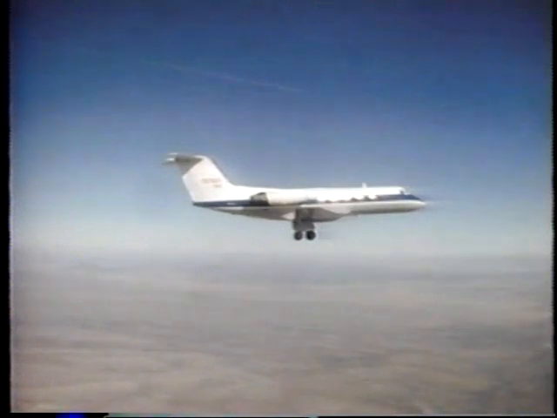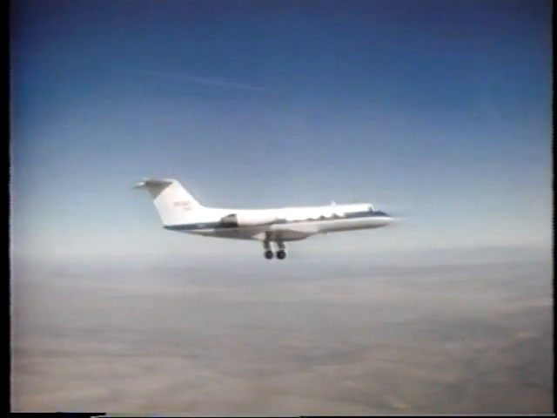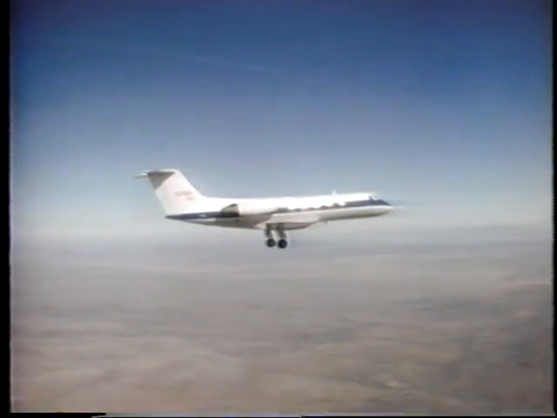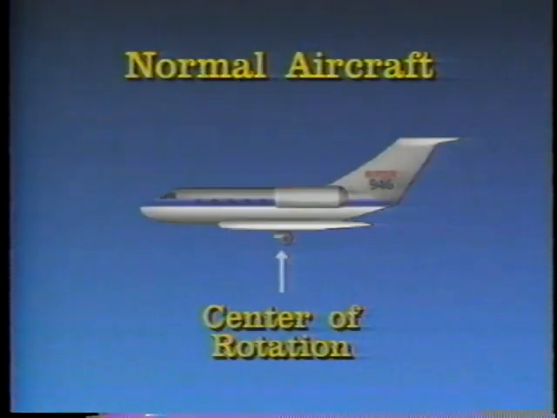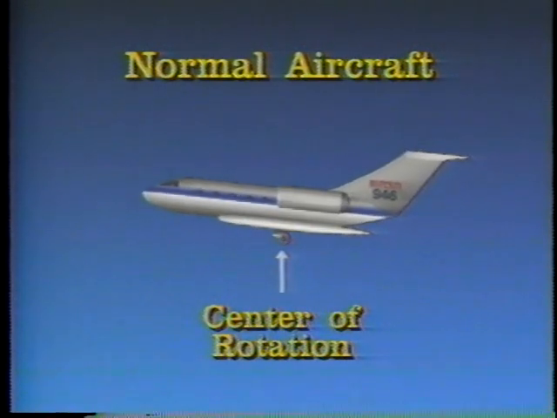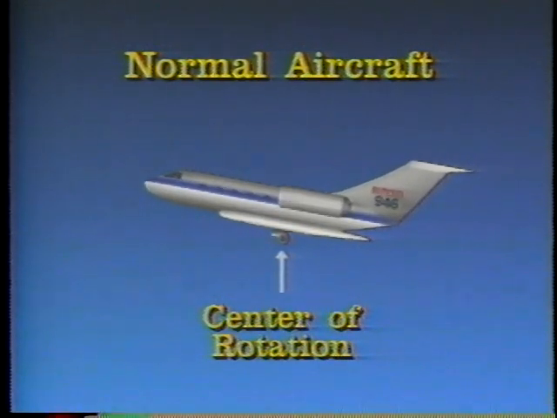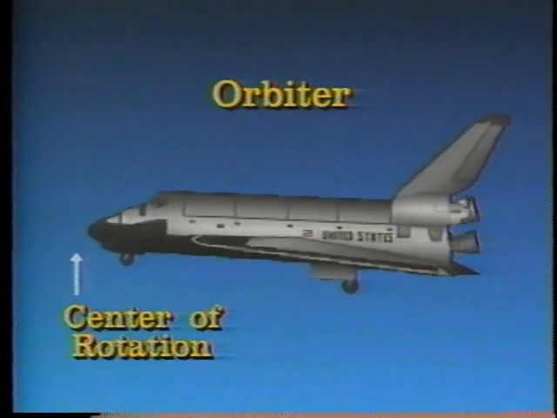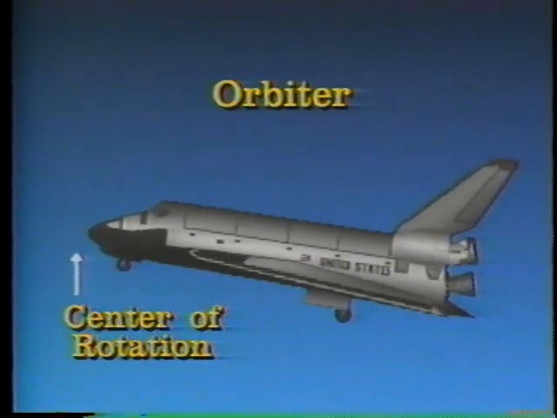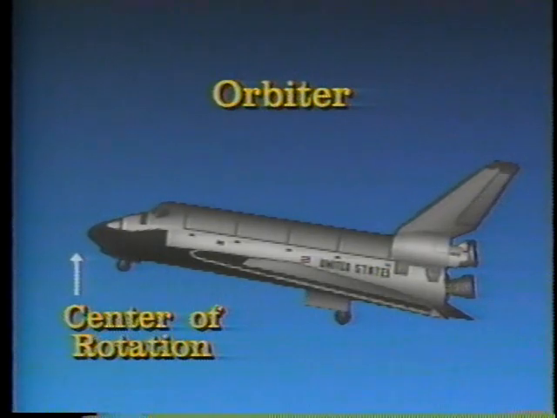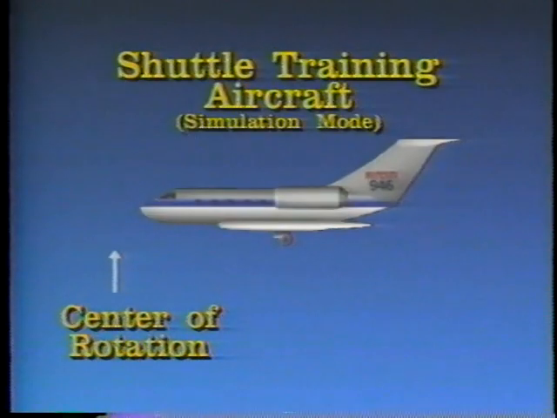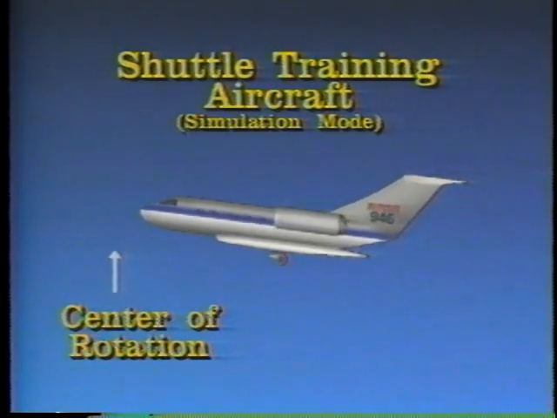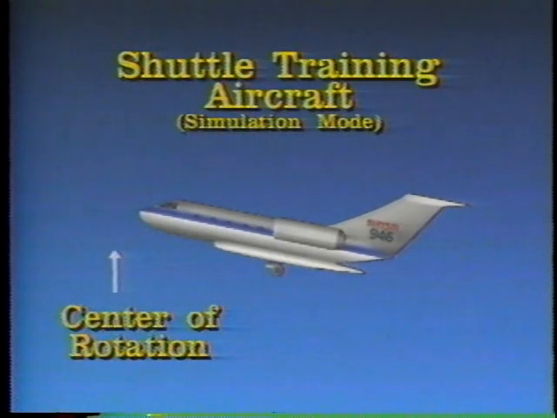The designers next had to simulate the orbiter's response to pitch inputs, which are different from that of a normal airplane. In an airplane, the center of rotation is in the middle. This causes the pilot to feel a rising sensation whenever the nose of the aircraft rises. The center of rotation in the orbiter, however, is at the front, so the pilot feels a falling sensation when the nose rises. To simulate this feeling, the Gulfstream's aero surfaces have been modified with direct lift control, or DLC.